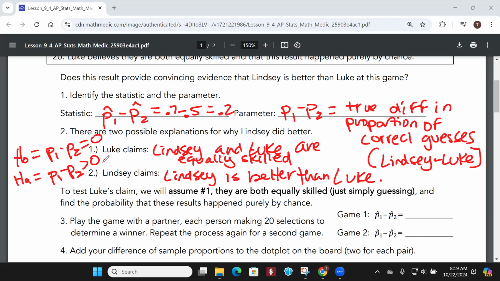So to test Luke's claim, we will assume number 1, they are both equally skilled, just simply guessing, and find the probability that these results happen purely by chance. So play the game with a partner, each person making 20 selections to determine a winner. Repeat the process again for a second time. Go ahead and take a moment. You're going to turn to your partner.